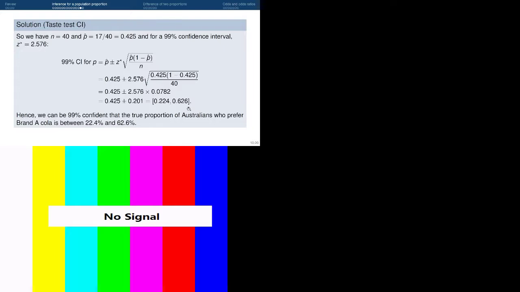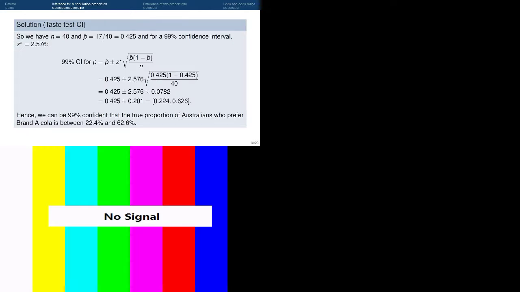All right, so what does that mean? What is a confidence interval? You can think of a confidence interval as being a range of values which you think the population parameter could take. So basically, we are 99% confident that the true population proportion lies between 0.224 and 0.626.